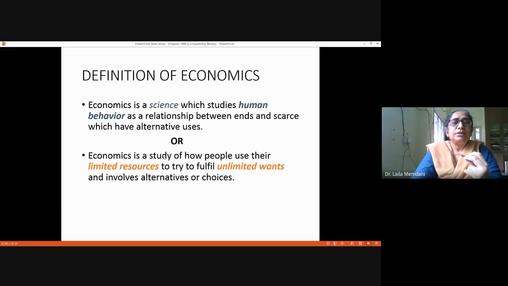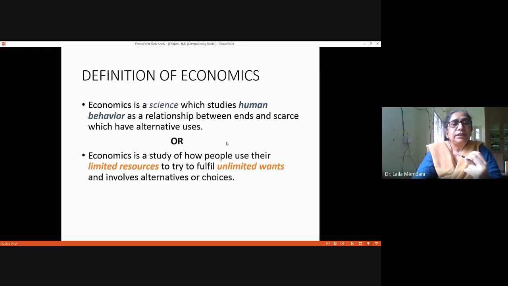The first definition also says it is the relationship between ends and scarce means. Ends are our objectives. What are the things we want? And the means or the resources are scarce. Like you have a certain amount of pocket money. With that pocket money, you want to go to a movie, eat in a restaurant, buy books. So you have n number of objectives or ends, but the pocket money or the money with you is limited.